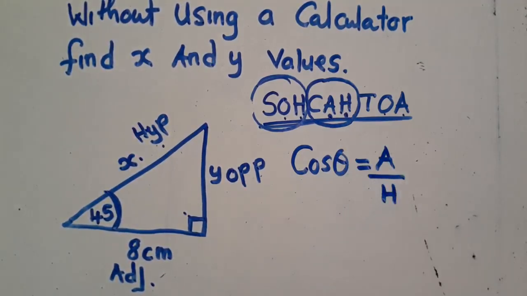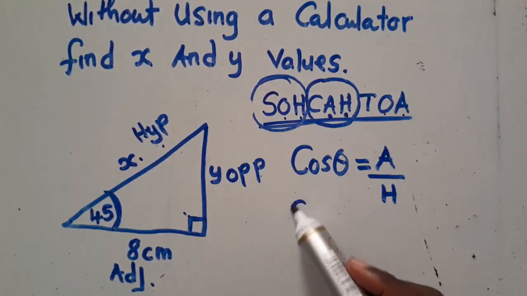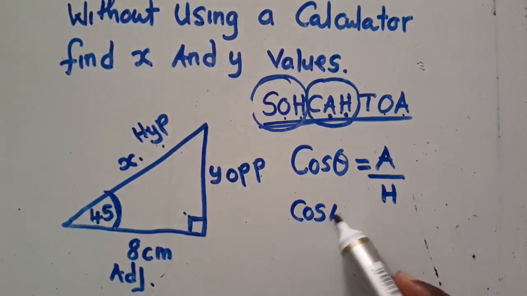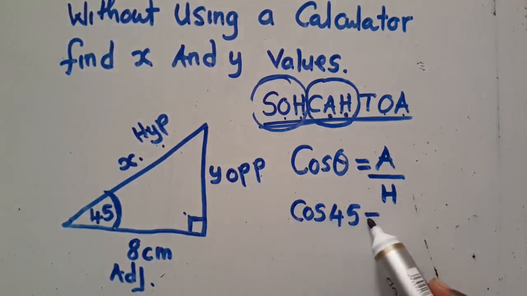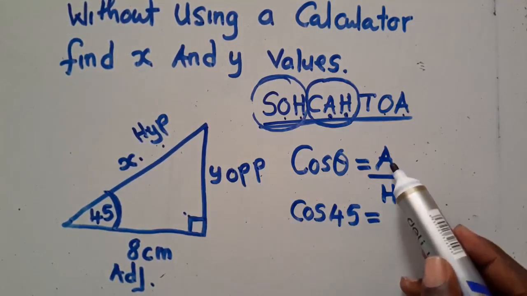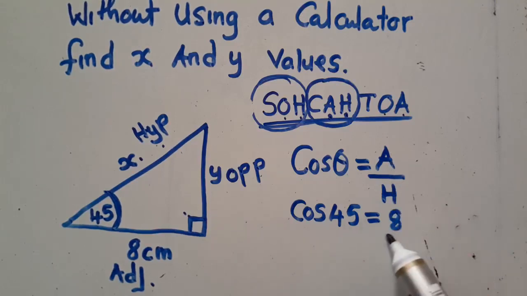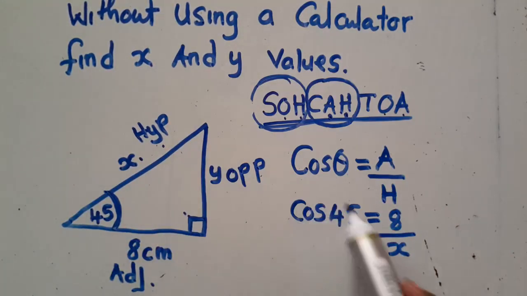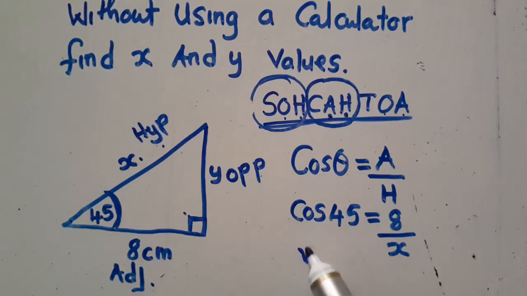This is what you are going to do. So we are given cos 45, which is equal to adjacent over hypotenuse. Adjacent is 8, and hypotenuse is x. Then cos 45, you can use two ways. I'm used to root 2 over 2, so I'll go with root 2 over 2. Cos 45 is root 2 over 2.